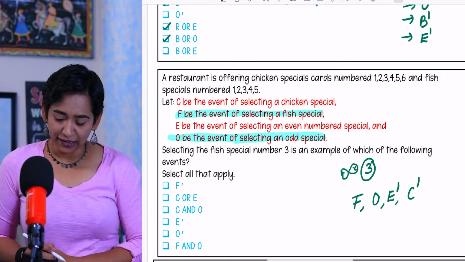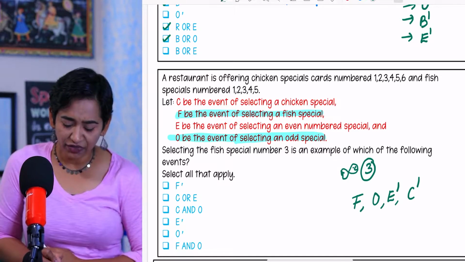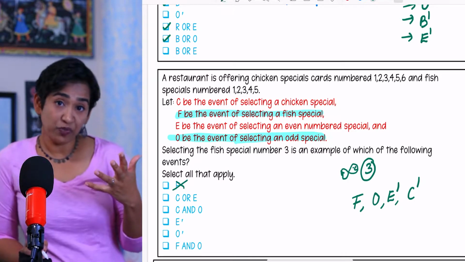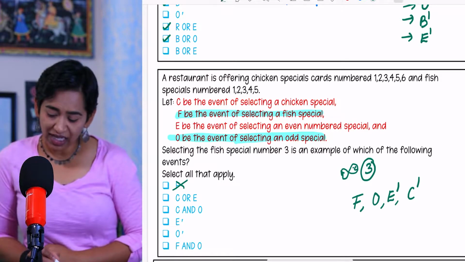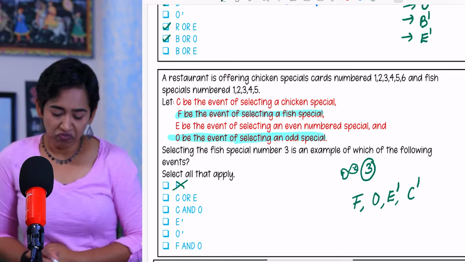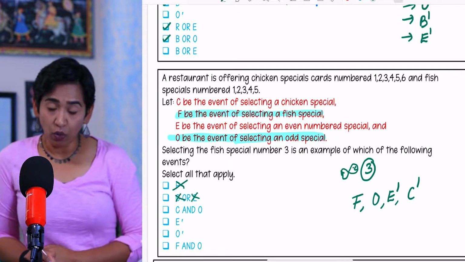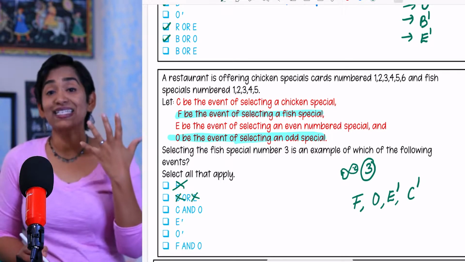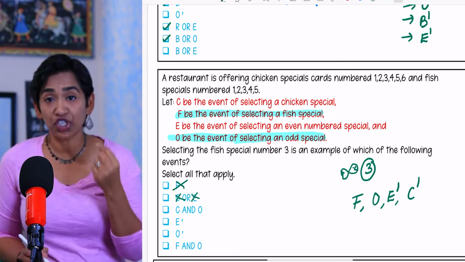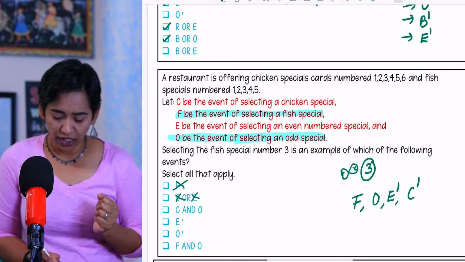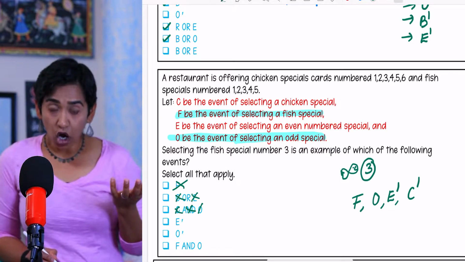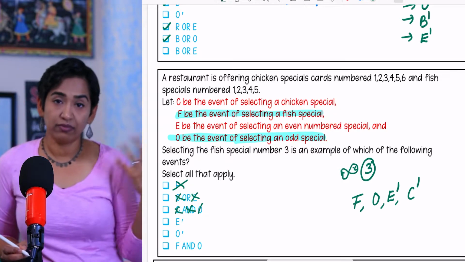So let's go ahead and take a look. Definitely not the first one. It is a fish special, so I cannot say not F. C or E, no, that is not an even number or not a chicken. C and O. No, it has to satisfy both. It's not chicken and odd, so not this one either. It's an odd number, so definitely not even.